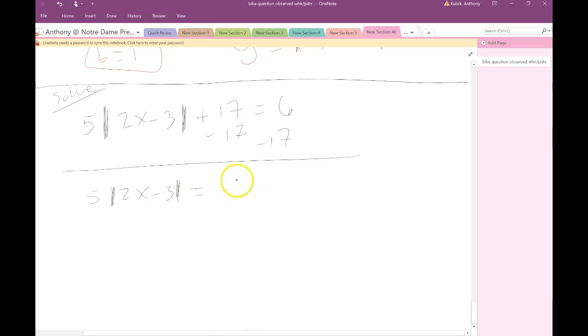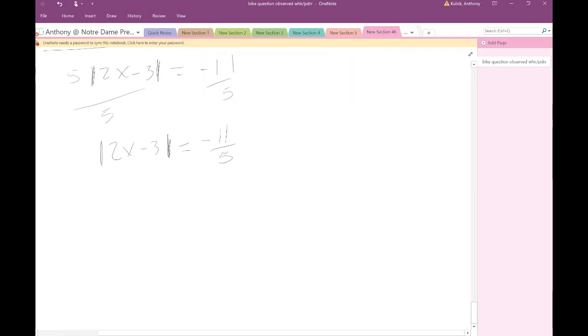Equals negative 11. And then divide by 5. And you could turn that into a decimal, I guess, but I'm just going to leave it as an improper fraction since I don't have a calculator handy. Ignore this thing on my desk. I just like fractions.